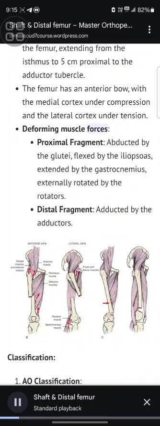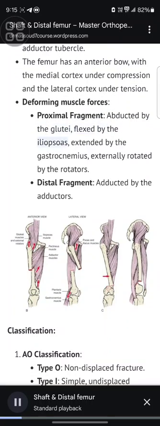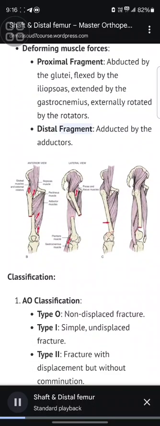Deforming muscle forces. Proximal fragment: abducted by the glutei, flexed by the iliopsoas, extended by the gastrocnemius, externally rotated by the rotators. Distal fragment: adducted by the adductors.